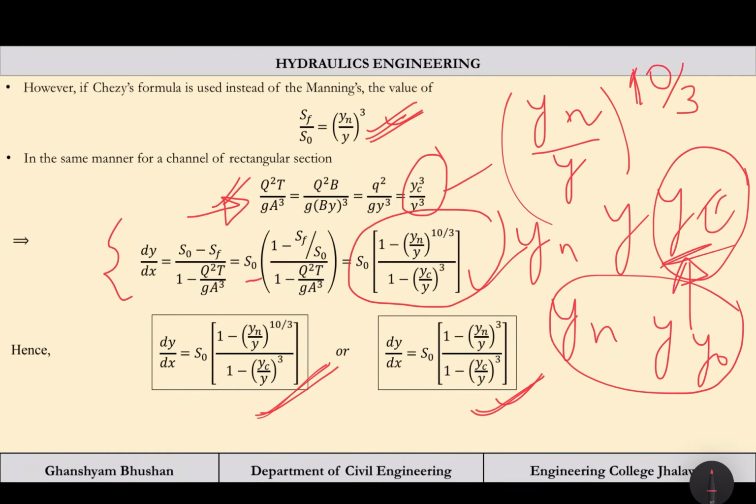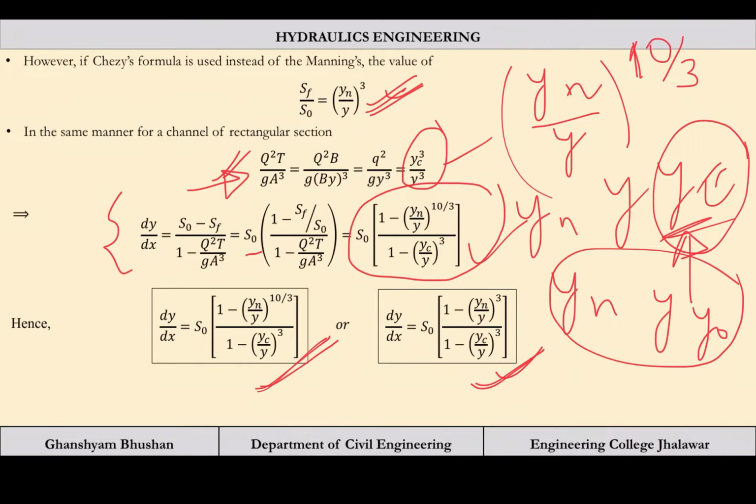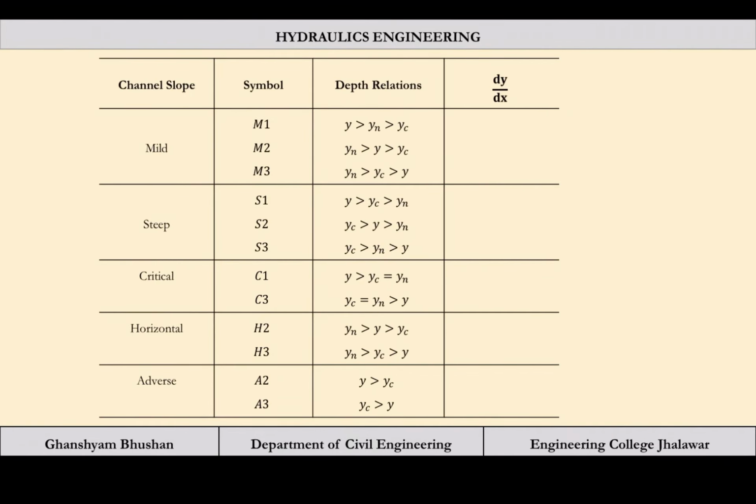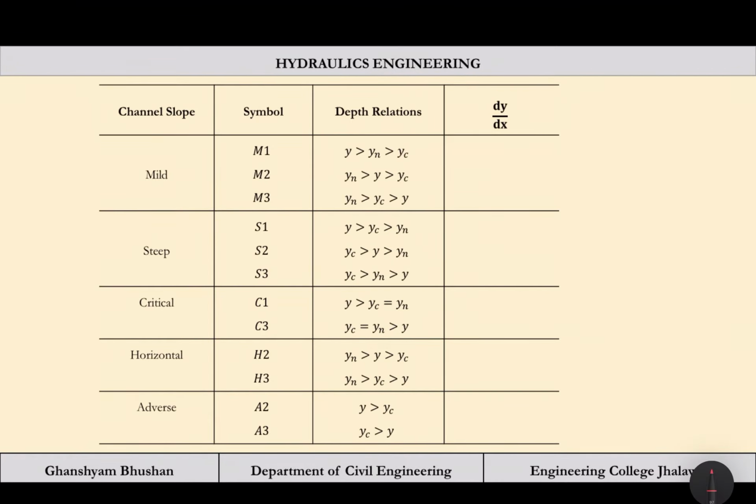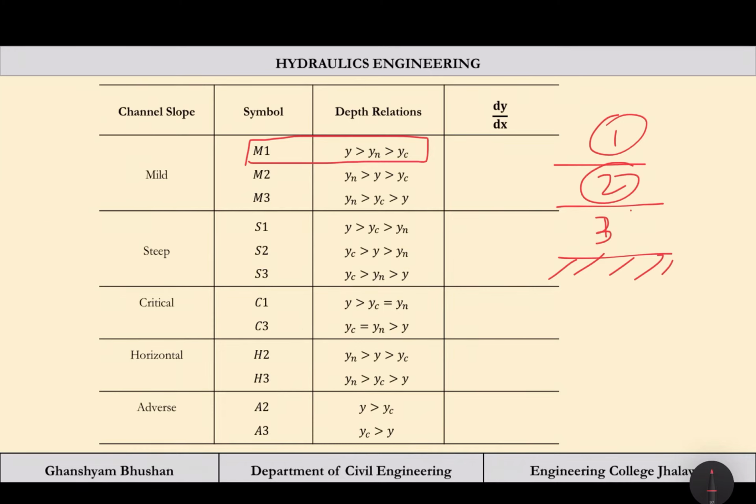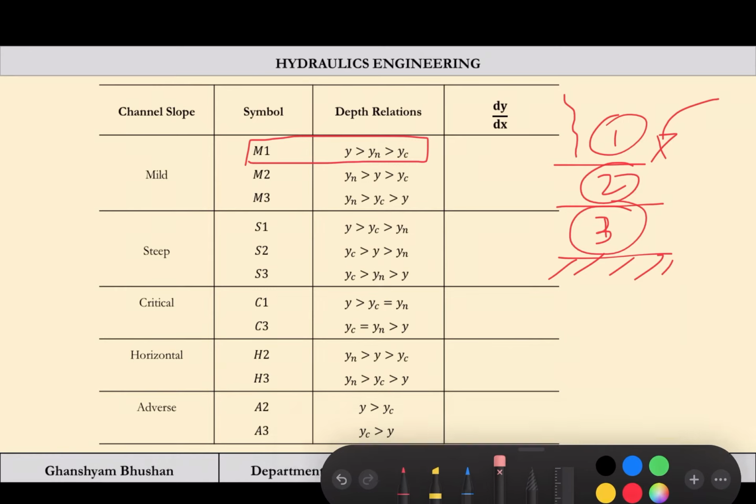Now how can we do this? I will show you one particular example, and the rest I will give you as results so that you can easily calculate. So the profile M1 means the region is, if this is the bed slope, this is region 1, this is 2, and this is 3. Whatever profile is drawn in region 1, that profile will be termed M1. This also I will show you.